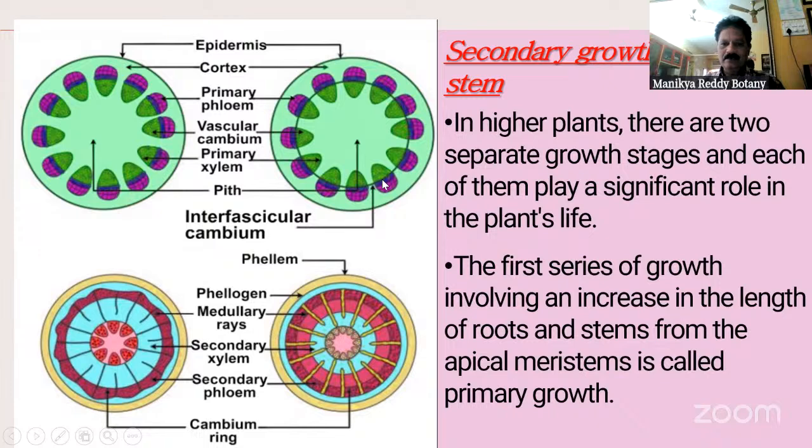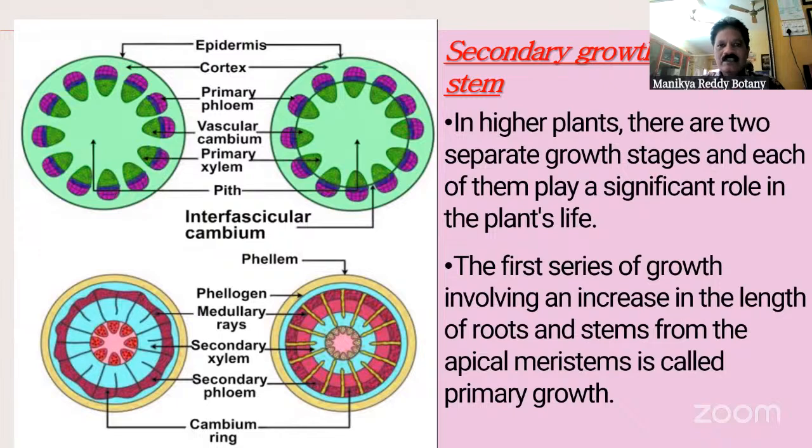So let me clarify what is secondary growth. Generally, in flowering plants, there are two types of growth. The first type of growth is seen at an early stage. That growth is called primary growth. The vertical growth of the plant body is called primary growth. Primary growth is due to apical meristems. There are three kinds of meristematic tissues: apical meristem, lateral meristem, and intercalary meristem.